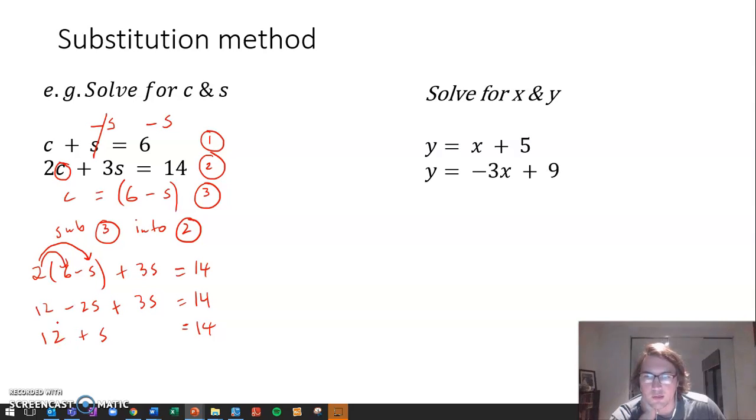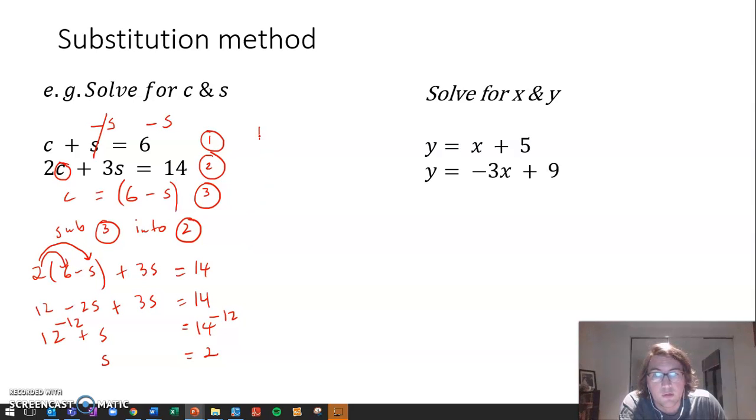So I need to get rid of that 12. I'm going to do the opposite. Plus 12, so I'm going to minus 12 from both sides. And I'm going to be left with S is equal to 2. Okay, so what I've done there is I've found the value for S. Now I need to find the value for C. I've found S, I've got to find the other unknown, C.